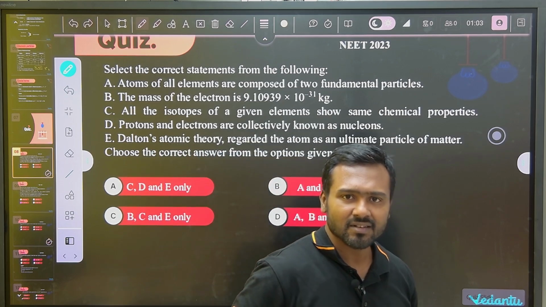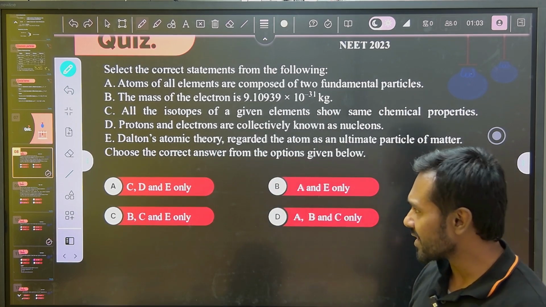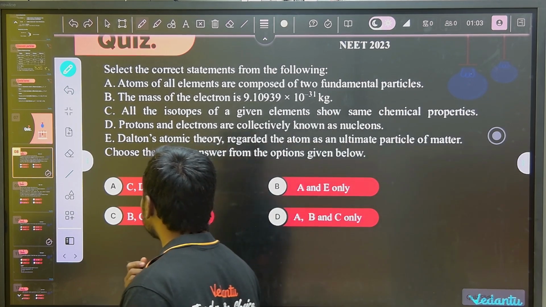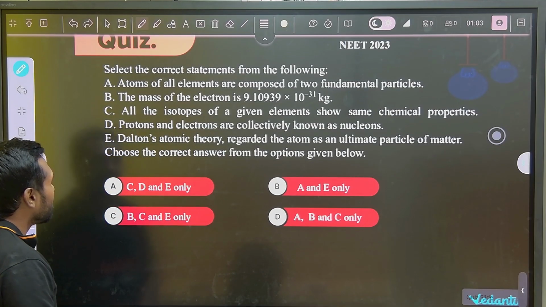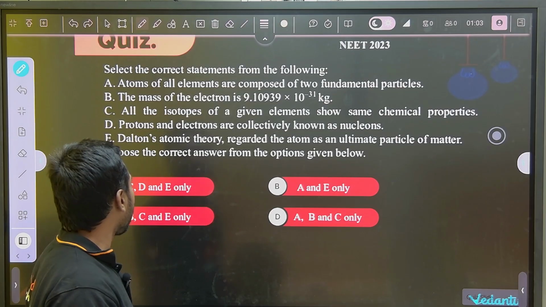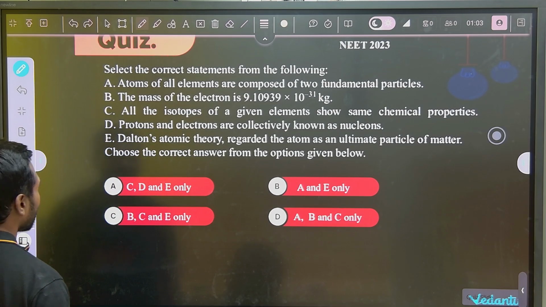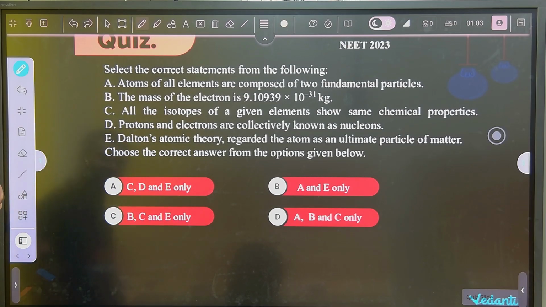So which one is correct? Let's take a few seconds and see. Anyway, protons and neutrons together are considered as nucleons, so that is wrong. So option D should not be there.